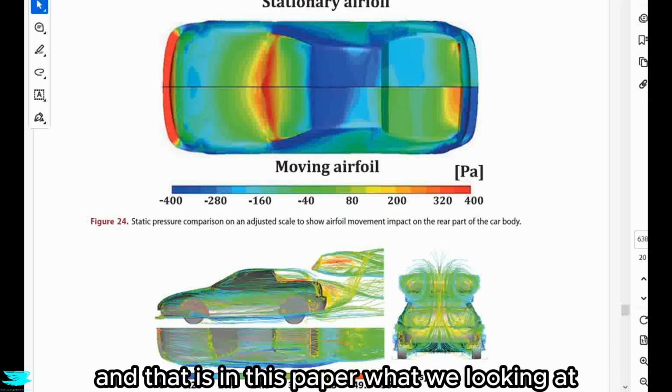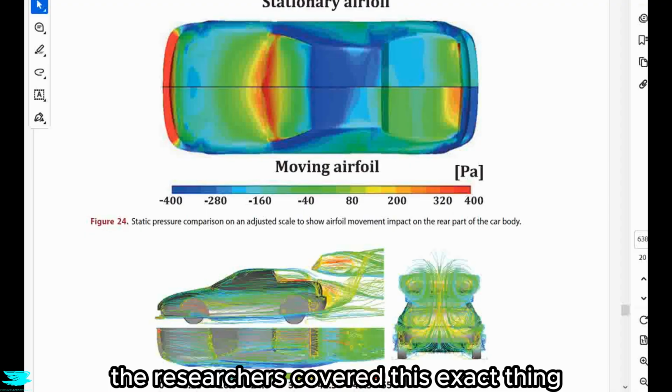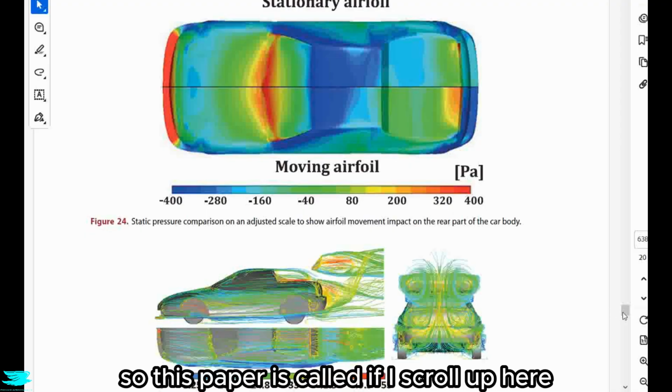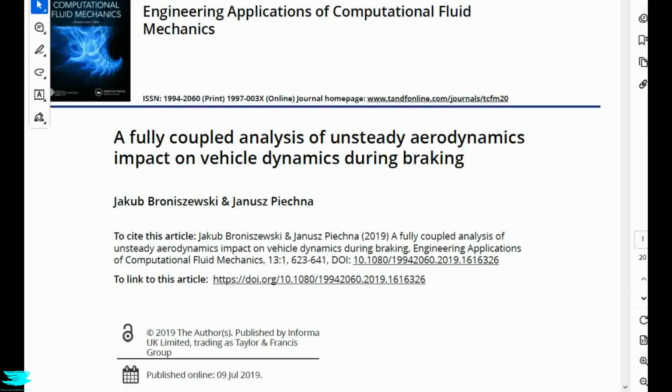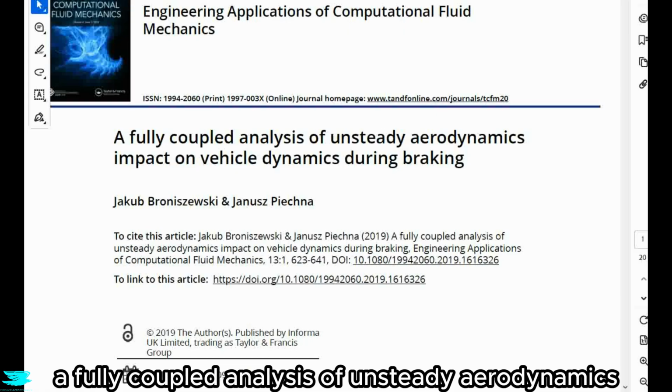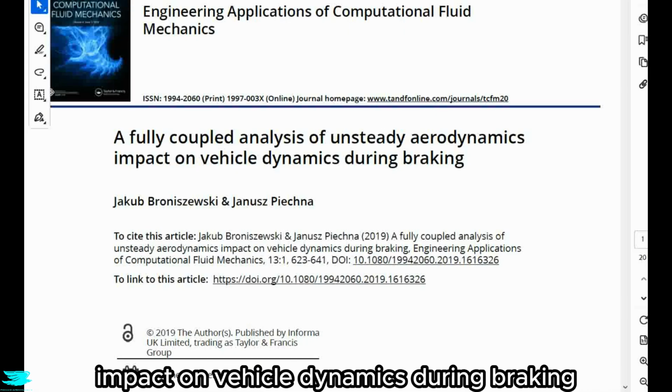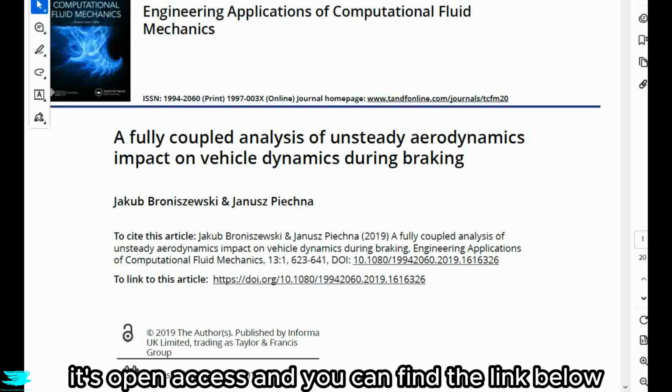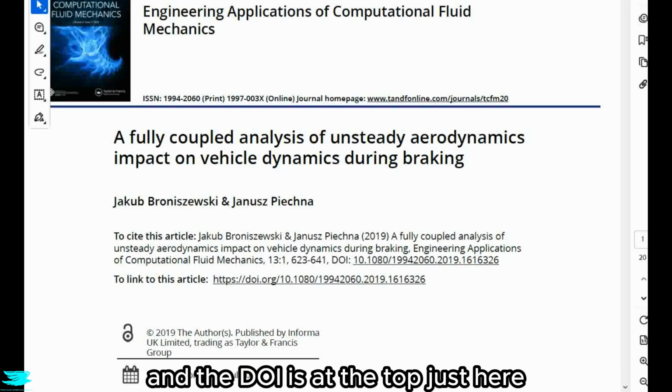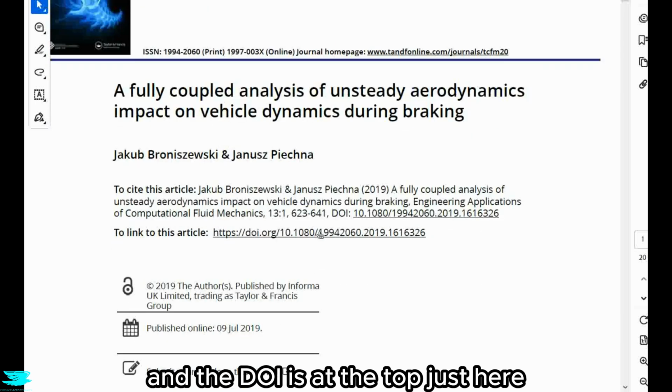And that is what we're looking at in this paper. The researchers covered this exact thing. So this paper is called, if I scroll up here, a fully coupled analysis of unsteady aerodynamics impact on vehicle dynamics during braking. It's open access and you can find the link below. And the DOI is at the top just here.